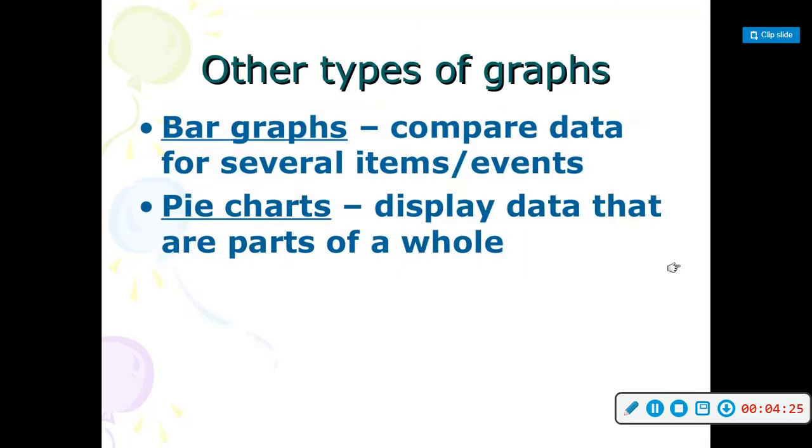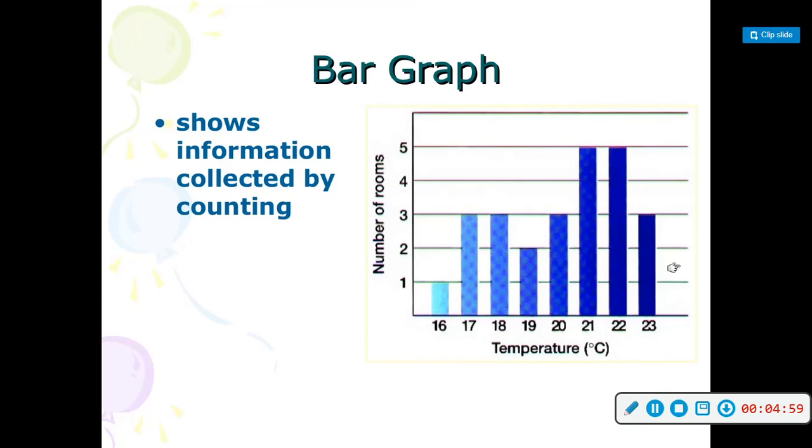So other types of graphs, you've got bar graphs and pie charts. We will more than likely never use a pie chart in here. Pie charts are really only used for surveys where you take a poll. Bar graphs are kind of the same way. They compare data for several items or events. We really aren't going to focus on that in here. I don't foresee us really using a bar graph.